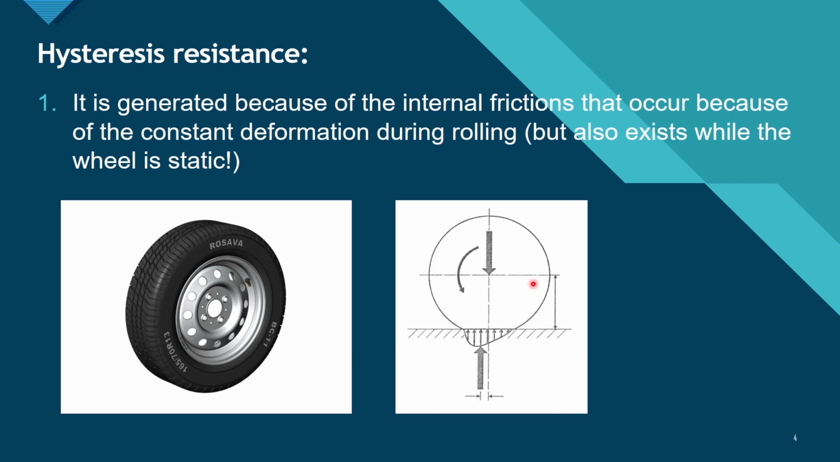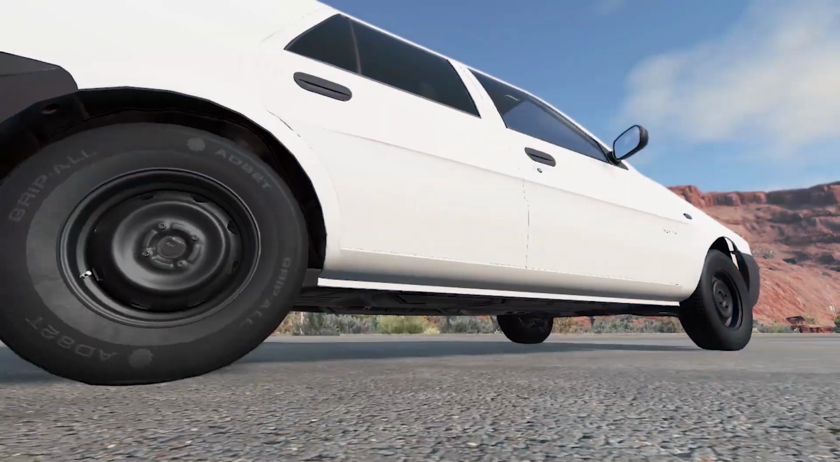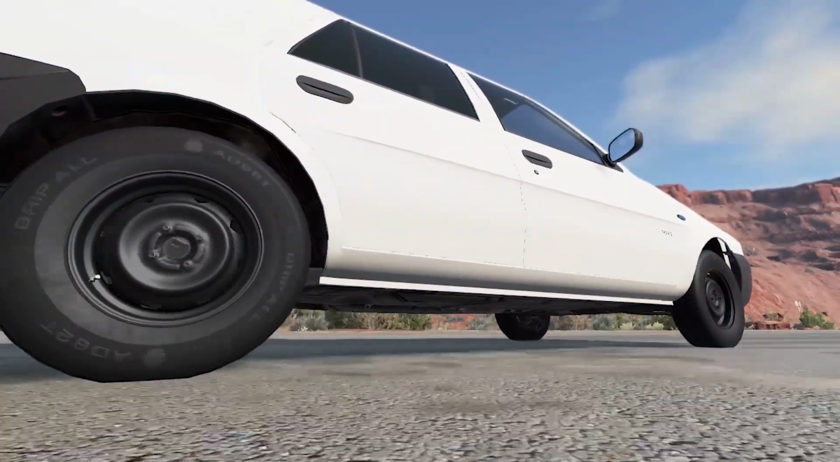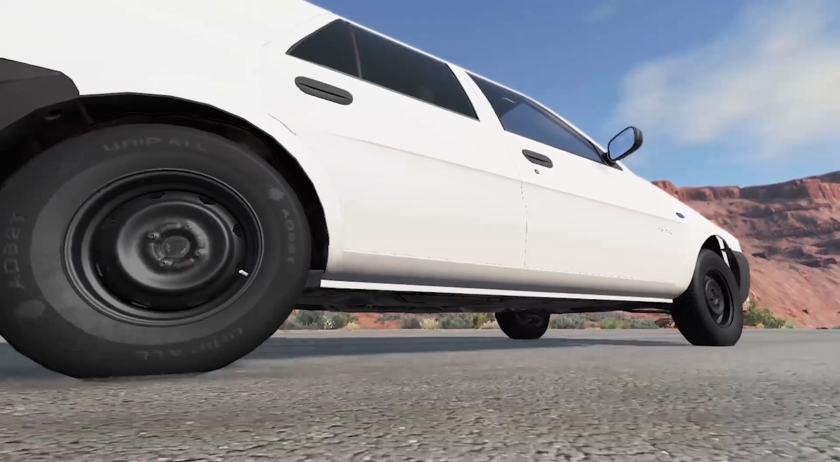So here we have a diagram of a wheel or a tire that is rolling, it's in motion, but the rolling resistance, the hysteresis resistance, also exists when the tire is static. So this means that we have to act on the wheel with a certain force to even get it to start to roll.